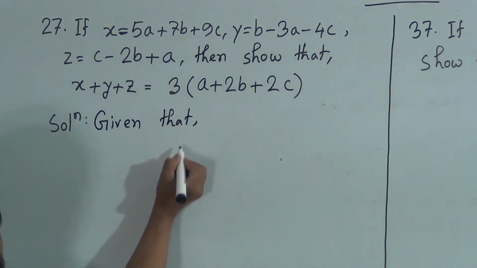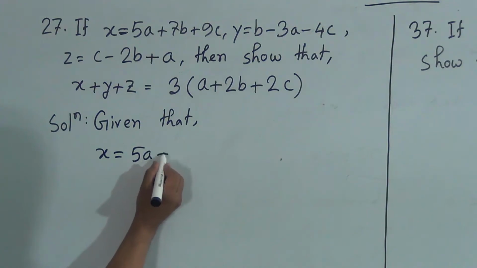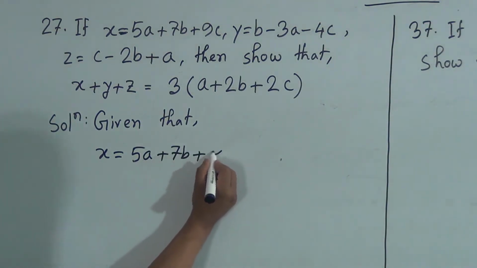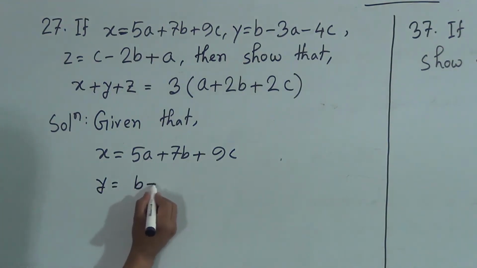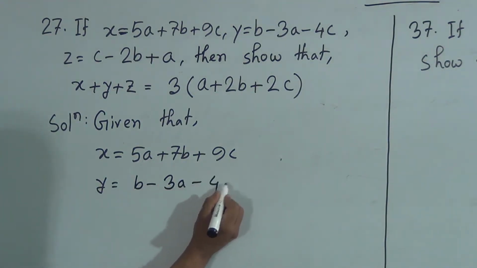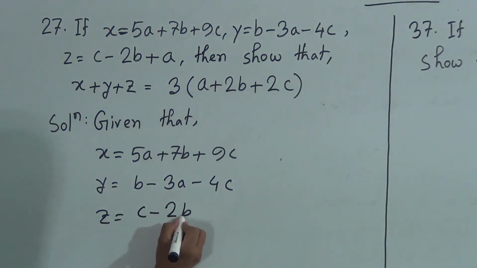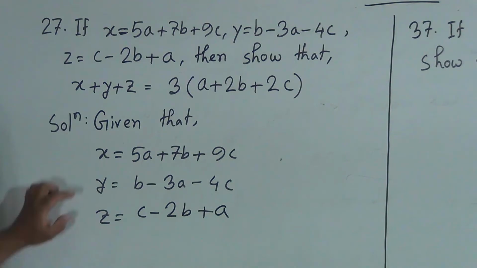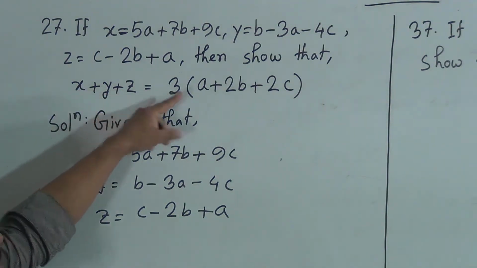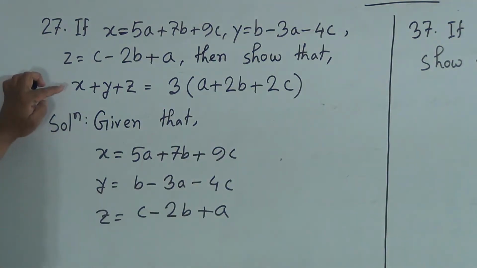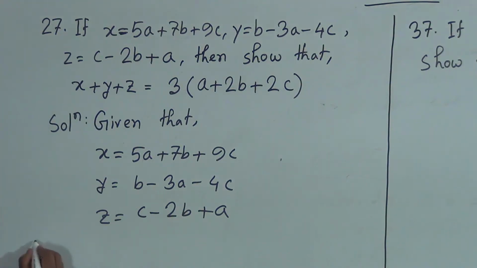What is given? Given the value of x is equal to 5a plus 7b plus 9c. The value of y is also given, y is equal to b minus thrice a minus 4c, and the value of z is given here, c minus twice b plus a. These 3 values are given, and we have to show that x plus y plus z is equal to 3 multiplied by this one. That means our left hand side will be x plus y plus z.